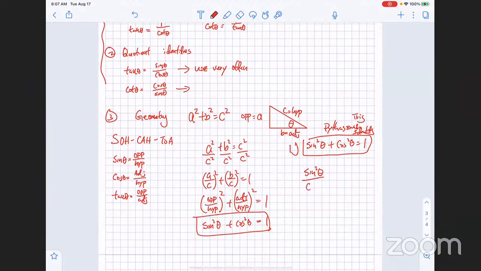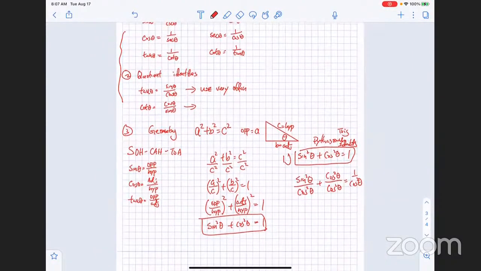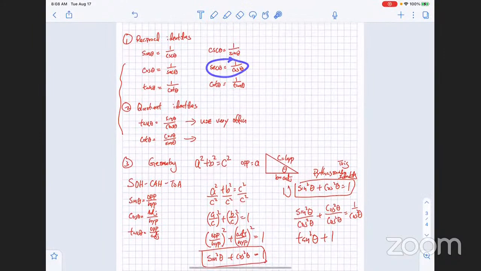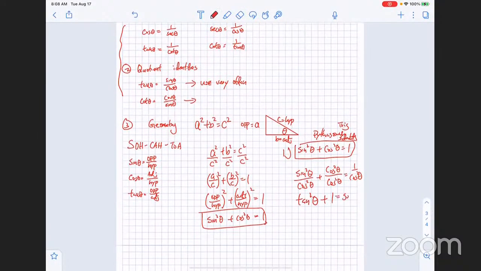So when we take this identity, I'm going to divide it by cosine squared. I'm taking the first one and dividing everything by cosine squared theta, which is equal to 1 over cosine squared theta. We can simplify by looking at the quotient identity. Sine over cosine is equal to tangent. So that becomes tangent squared theta plus 1. And 1 over cosine is secant, so that's equal to secant squared theta.